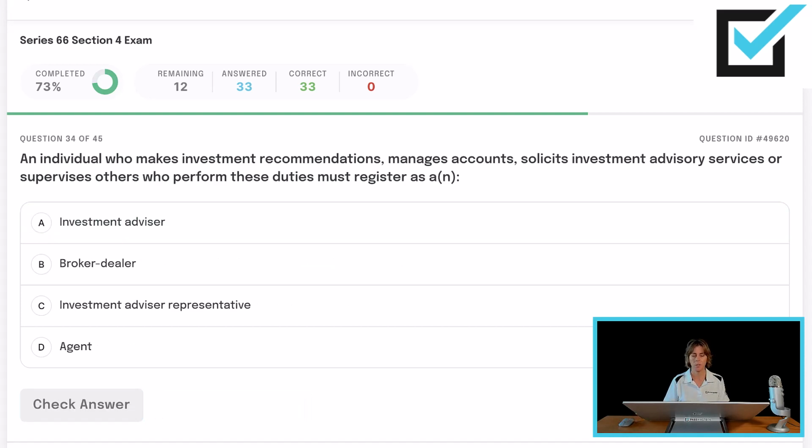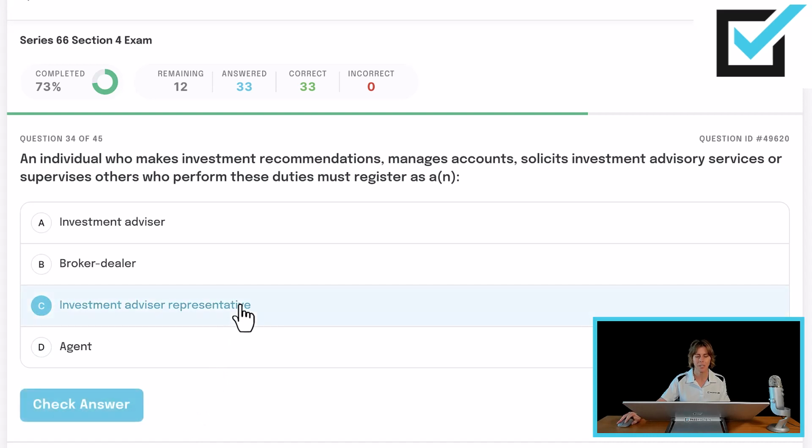An individual who makes investment recommendations, manages accounts, solicits investment advisory services, or supervises others who perform these duties must register as an investment advisor. No, that's the firm level. Broker-dealer, also a firm. Investment advisor representative or agent. So an agent's going to buy and sell securities for the client. This person is making investment recommendations, managing accounts, and soliciting investment advisory services. They must be registered as an IAR.